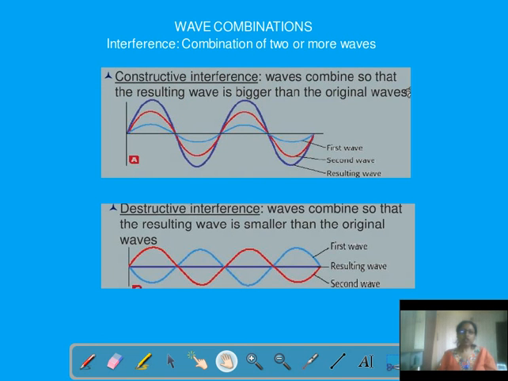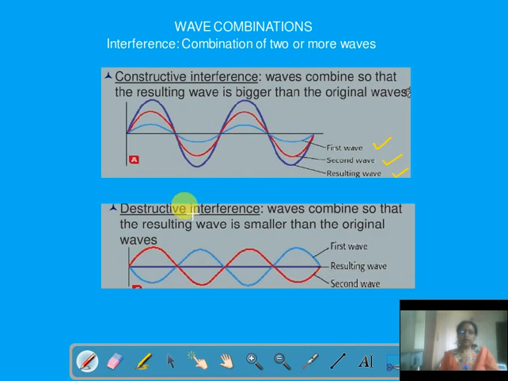In these pictures also you can see the same thing. When constructive interference takes place, waves combine so that the resulting wave is bigger than the original wave. So this sky blue one is the first wave, and the red one is the second wave, and when they combine constructively, then we will get the third wave, which is called the resulting wave, and the amplitude of this wave is much bigger than the waves which we took for constructing this wave.